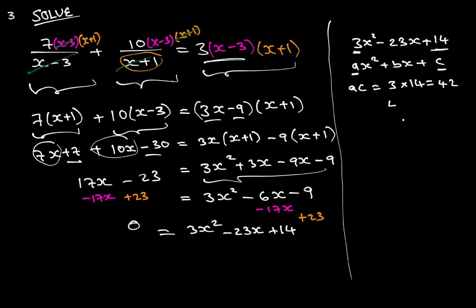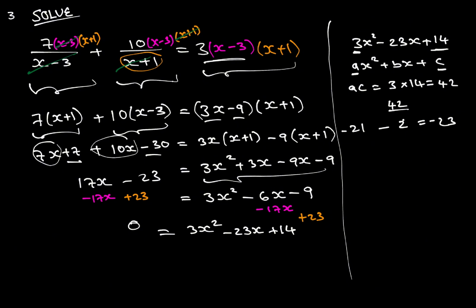I need 2 factors of 42 that are going to give me negative 23. 42 is 42 and 1, or 21 and 2. 21 and 2 will make 23. Yeah, so 21 and 2, how can I make 23? So 42 needs to be positive. That means both of these must be negative, and that works.